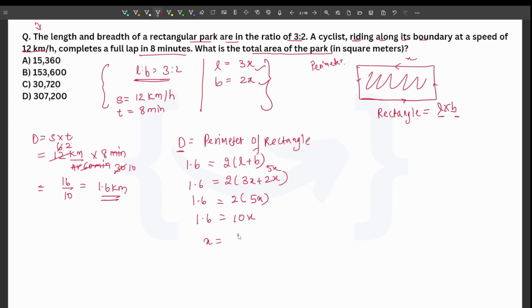So your x value will become 1.6 by 10. So 10 will go off, 10 will come here as well, and you have 1000 because it's in kilometers and it's asked us to find in meters.